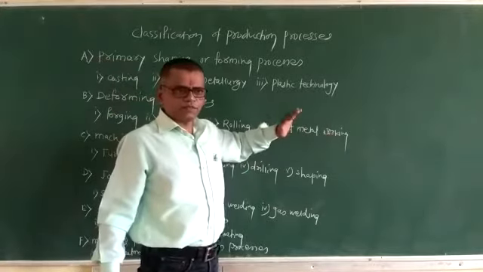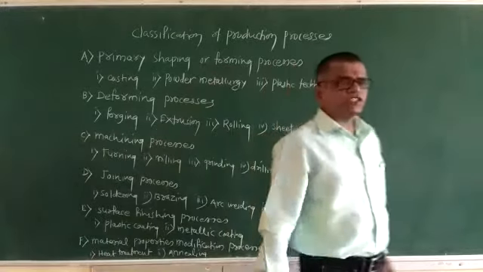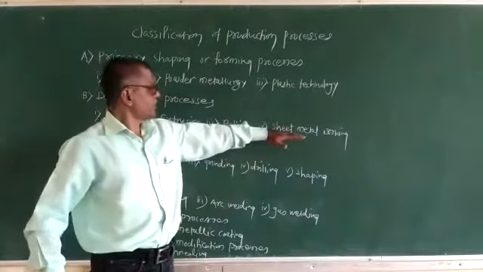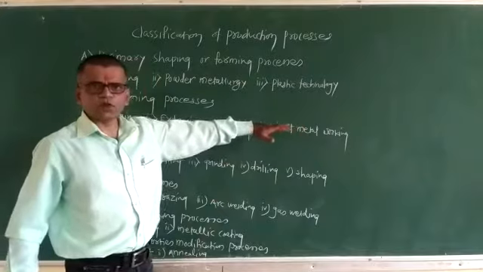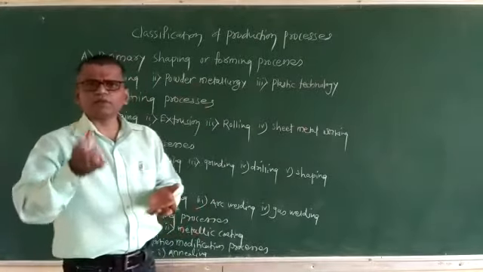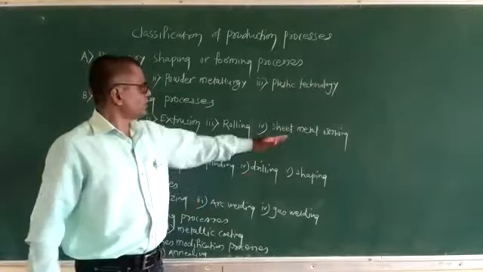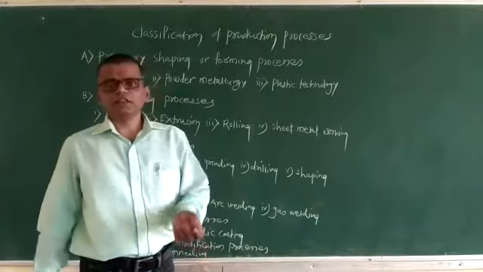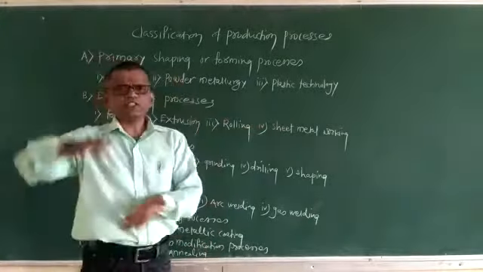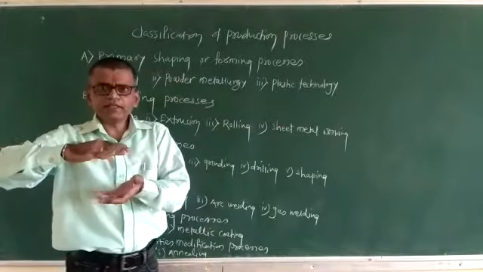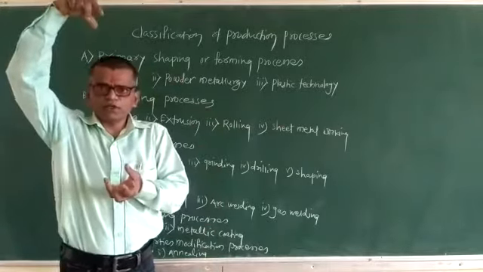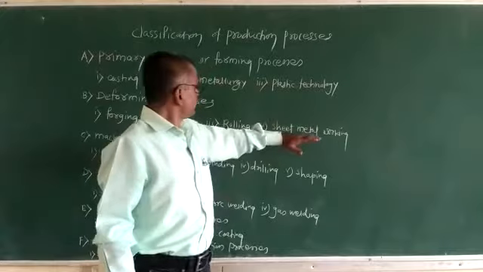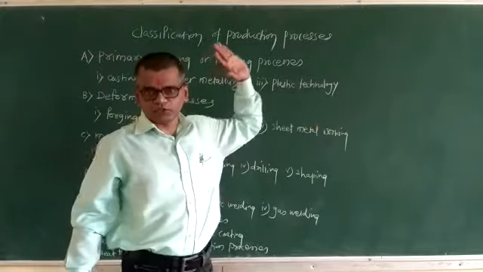Then sheet metal working. In this, objects are manufactured from metal sheet. There will be a die and punch arrangement, made according to the desired shape. The metal sheet is placed on the die, and during the downward motion of the punch, the desired shape of the object is made. So this process is called the sheet metal working process.